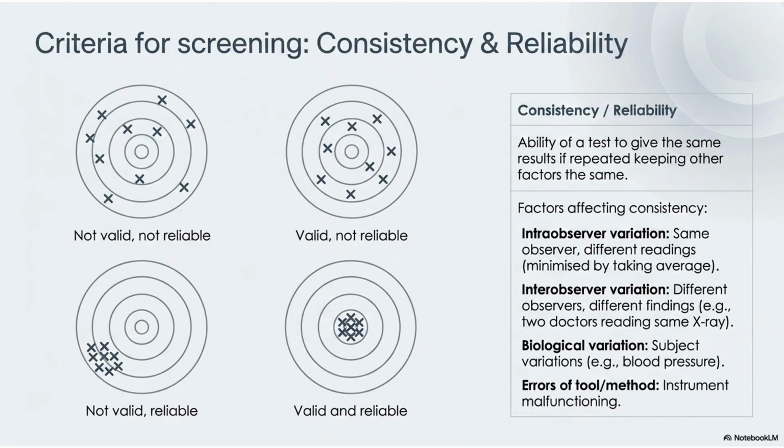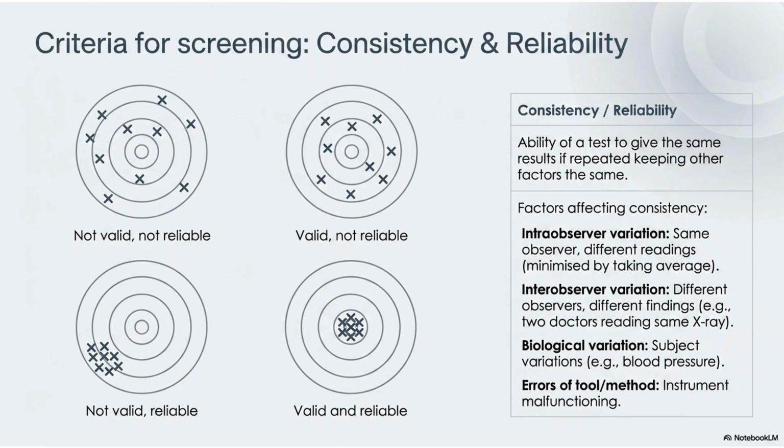As we discussed, reliability is the ability of a test to give the same results if repeated multiple times, keeping the other factors the same. But there are some factors which affect the consistency. They are intra-observer variation, inter-observer variation, biological variation, and errors of tool or method.